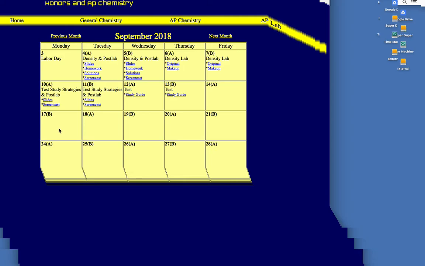And so guys, we're actually going to spend some time on Monday talking about how to study for the test that you have on Wednesday. And then the remainder of the day on Monday will be spent a lot like the remainder of the day today, where you'll have time to also post-lab the density lab, which will then be due on Wednesday. So guys, lots going on in the next 10 days.